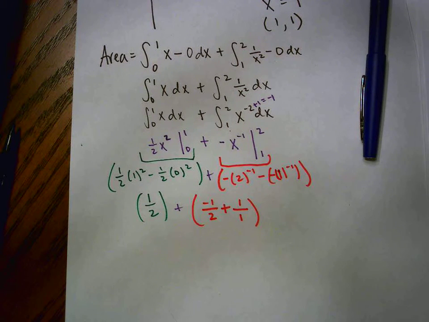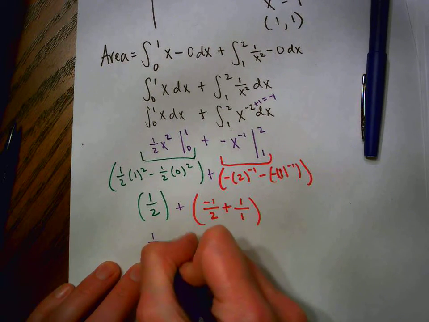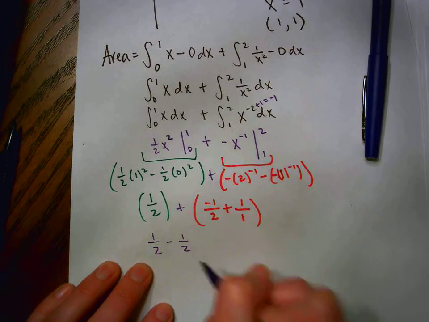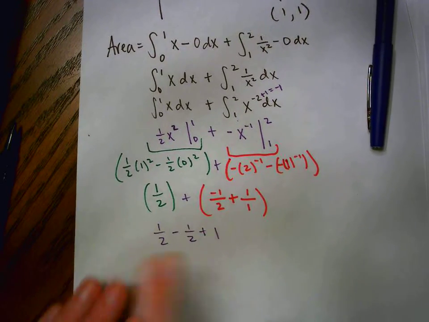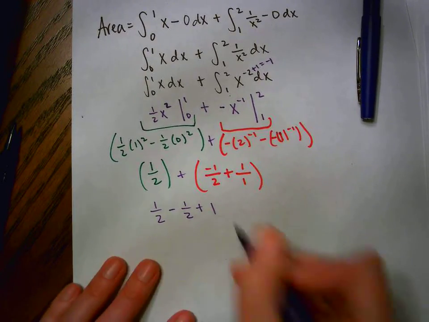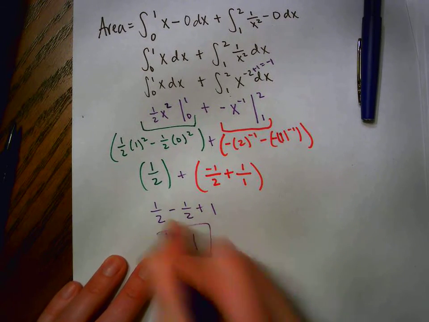I feel like I did something wrong. Oh, no, sorry. I was looking ahead and thought I did something wrong. Okay, so then we have 1/2 minus a half plus 1. Well, 1/2 minus a half cancels out, so then you're left with just 1.